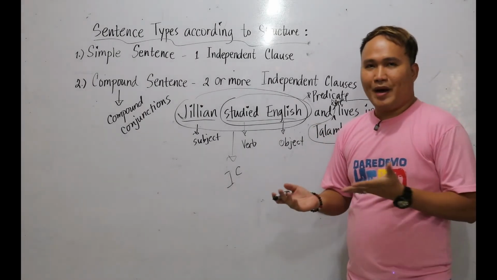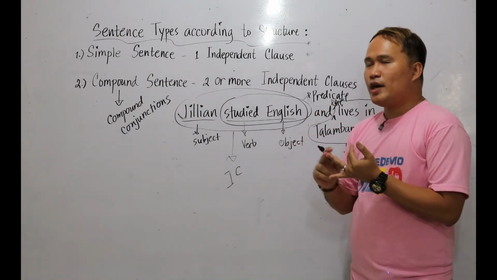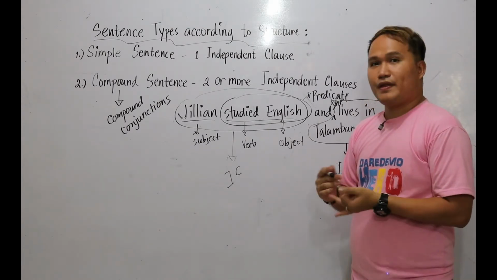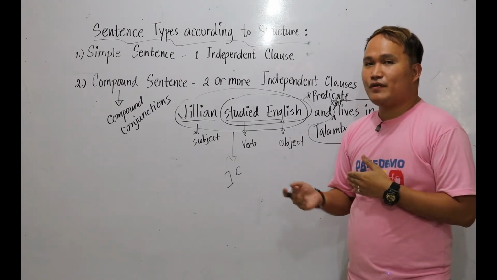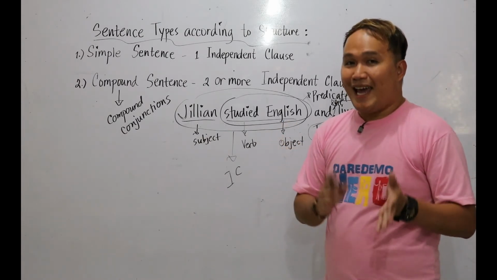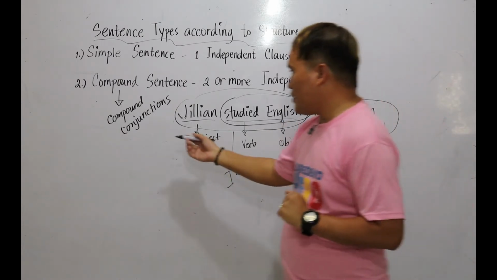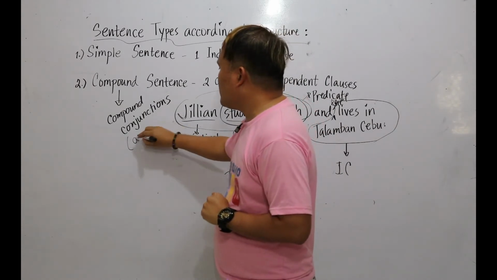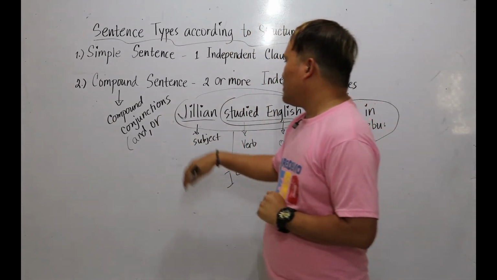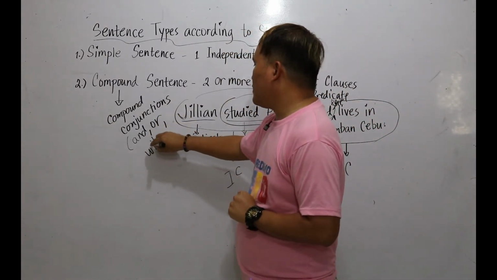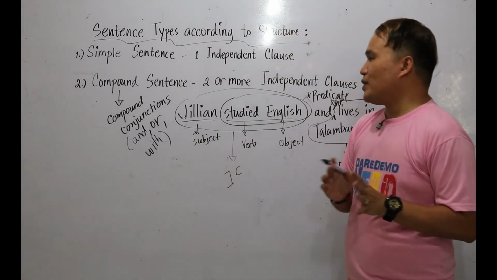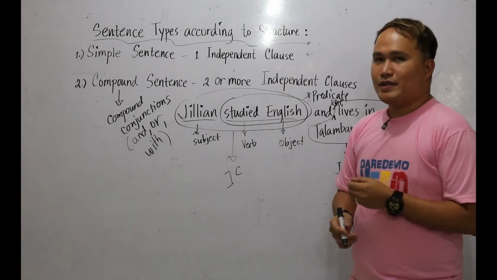Now, we do have several compound conjunctions. We have and, or, what else? With, okay? So those are examples of compound conjunctions. Usually, or commonly, we use and, or. Okay? So this and, or. Sometimes with. Okay? So that's it. That's the difference between a simple sentence and a compound sentence.